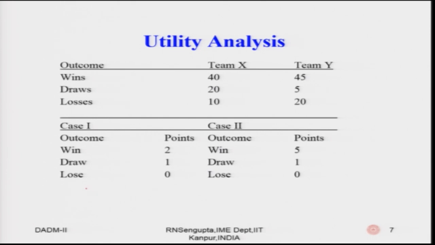So, for case 1, you will multiply for X: it will be 40 into 2 plus 20 into 1 plus 10 into 0. So, that will be for X, and for Y it will be 45 into 2. So, in the first set I multiply these values.